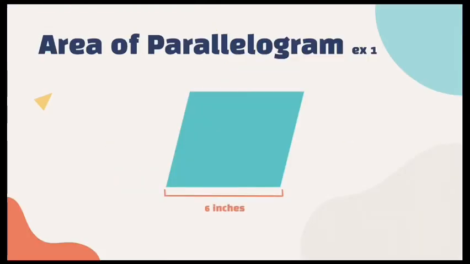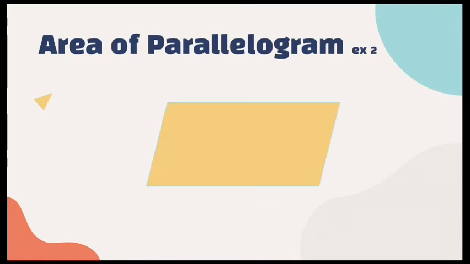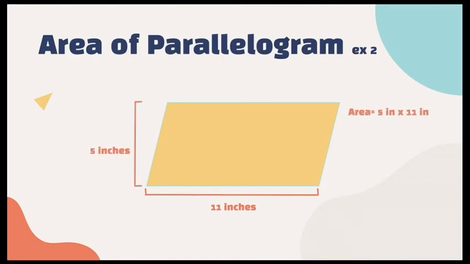We have the length is 6 inches, the width is 7 inches. So what we're going to do is multiply 6 times 7, and we have 42 inches squared. Okay, and then this one, our length is 11 inches, and our width is 5 inches. So we're going to do 5 times 11 inches, which is 55 inches squared.